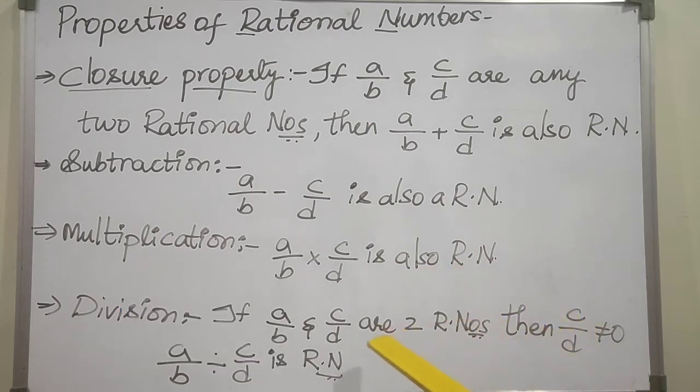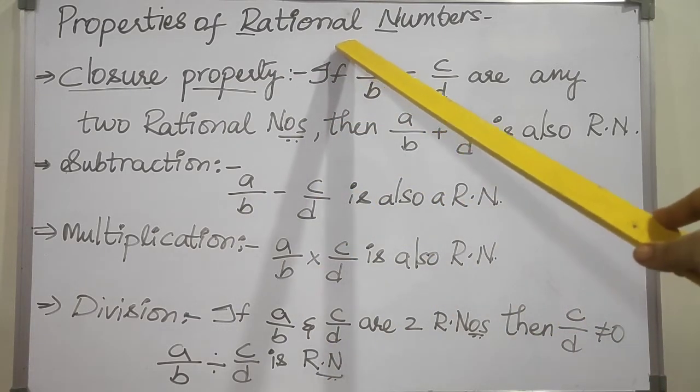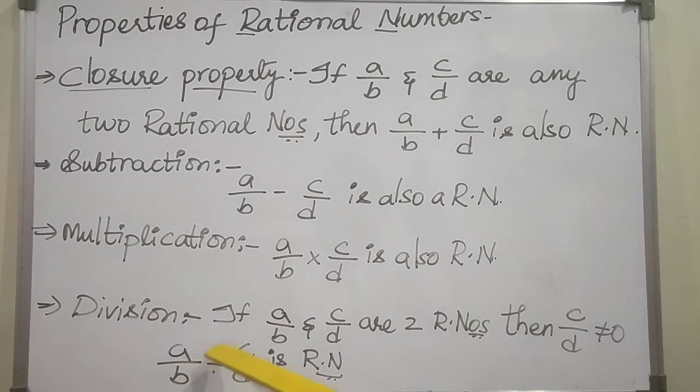Now in division, if a by b and c by d are two rational numbers, then c by d is not equal to 0. You have to make a point here: c by d is not equal to 0, then only a by b divided by c by d also results in a rational number. Also make this a point as RN, meaning rational number. So if any two rational numbers a by b and c by d are divided, the result is also a rational number.